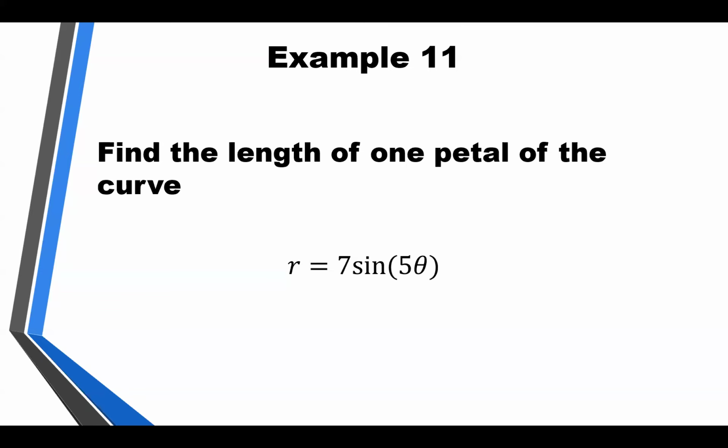Let's do a more interesting one that we don't know yet. Let's find the length of one petal of the following rose curve. r equals 7 times sine of 5 theta. This is a rose curve with 5 petals on it, and we're going to find the length of one petal, or the arc length of one petal. Try this on your own if you'd like. Push pause on the video so you have time to do it. I will do it in a couple of seconds.